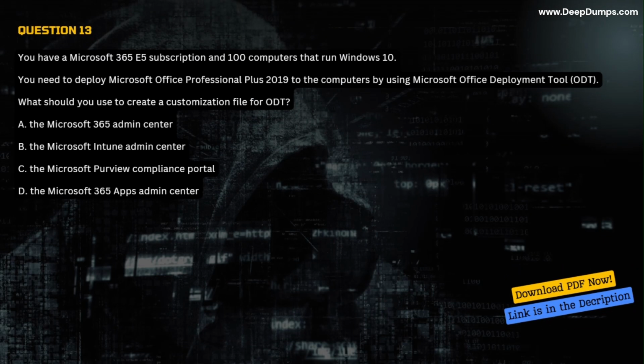Question 13. You have a Microsoft 365 E5 subscription and 100 computers that run Windows 10. You need to deploy Microsoft Office Professional Plus 2019 to the computers by using Microsoft Office Deployment Tool, ODT. What should you use to create a customization file for ODT? A. The Microsoft 365 Admin Center. B. The Microsoft Intune Admin Center. C. The Microsoft Purview Compliance Portal. D. The Microsoft 365 Apps Admin Center.